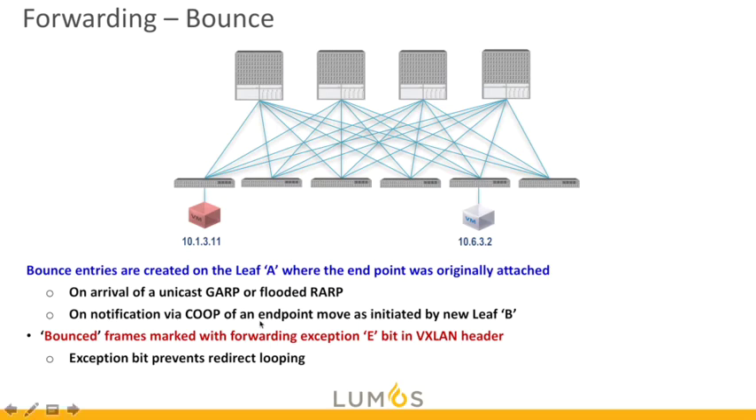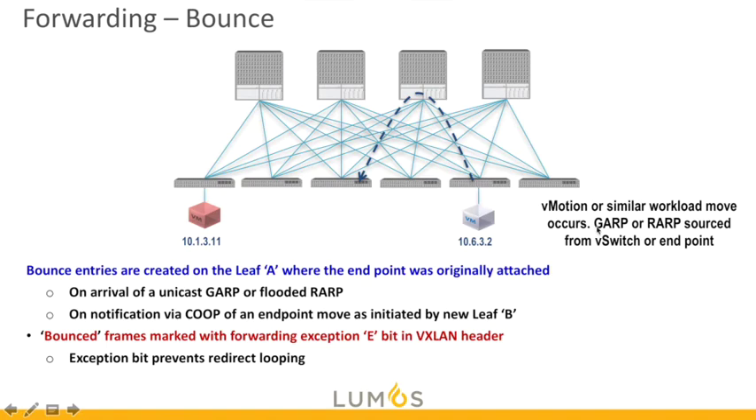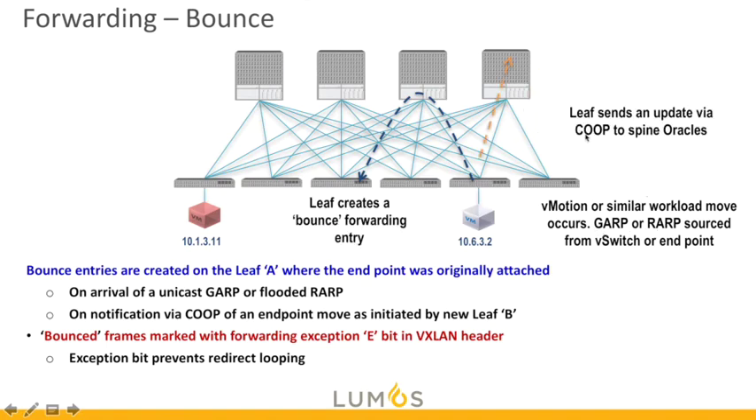On notification of an endpoint move, once we've learned that an endpoint has moved, the GARP or RARP will source from the vSwitch endpoint. The leaf will send an update via COOP, the Council of Oracles Protocol, to the spine. And the spine will then send it to the other ones. We'll also simultaneously send a bounce entry to the old leaf. The bounce entry tells the old leaf, this address was once here, but it's now located on a different leaf. So we can forward the packets over.